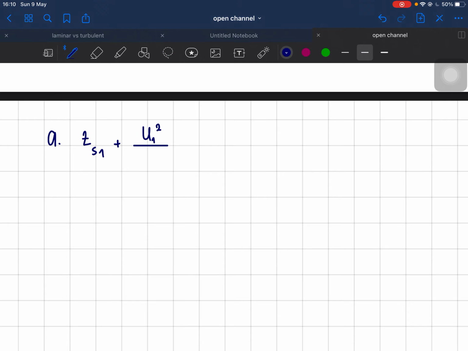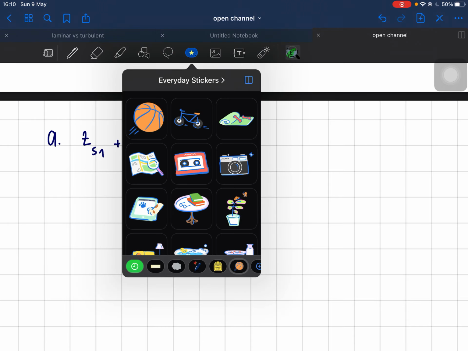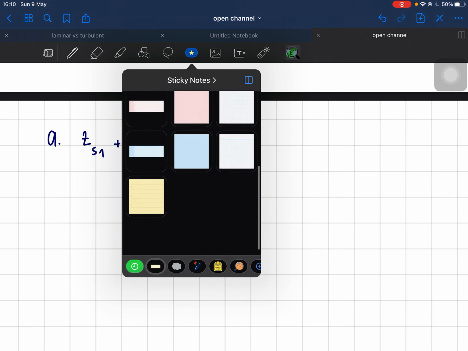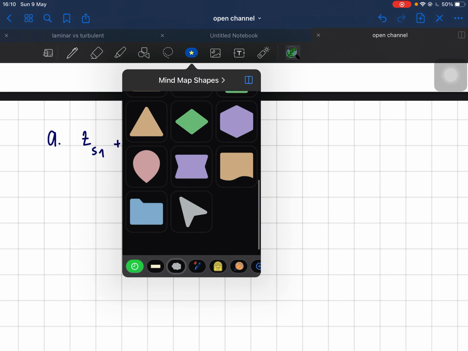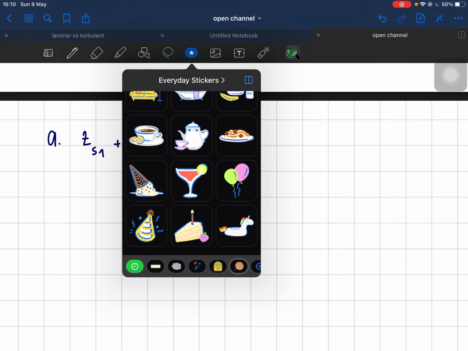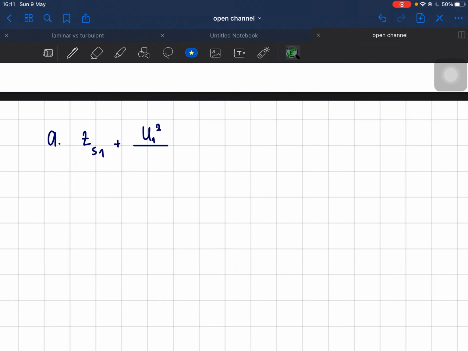Oh guys, I just found out that GoodNotes already gave us a really nice feature. Maybe I just discovered it, but it's kind of nice. It's the sticker function for us to decorate our notes. Okay, let's go back.